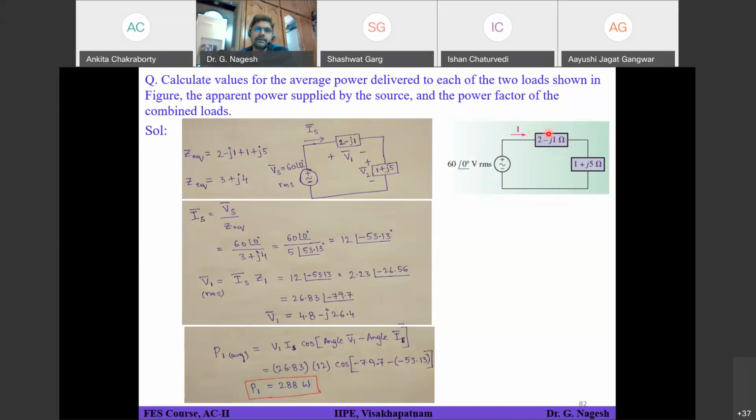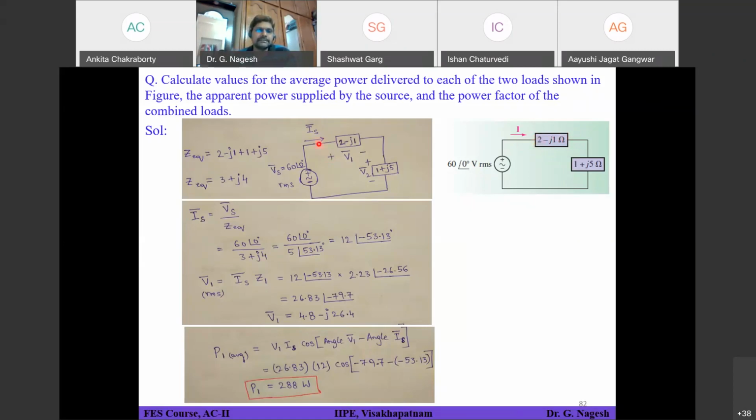So for the resistor, I square R, that means I RMS square into R. That will give you the average power for this particular load. Remember, this is only for this particular load. So you can multiply I square, that is 12 square, into R, which is 2. Sir, 12 square into 2 will be 288 watts. Okay, now it is clear.